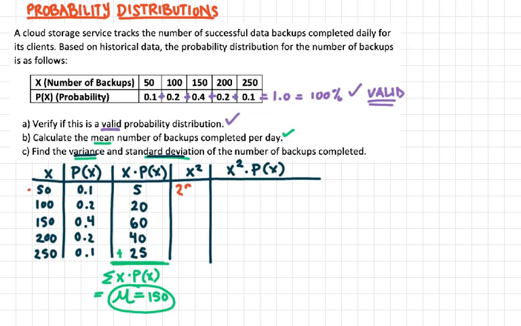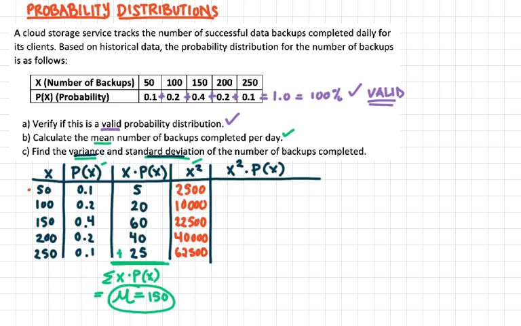So 50 squared is 2,500. 100 squared is 10,000. 150 squared is 22,500. 200 squared is 40,000. And lastly, 250 squared is 62,500. Okay, and for this last column, we'll take that x squared number, this one, and we will multiply it by p of x.